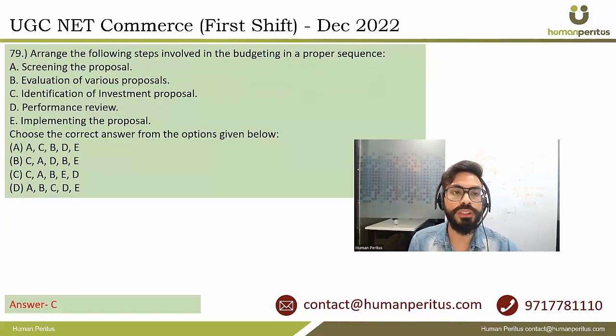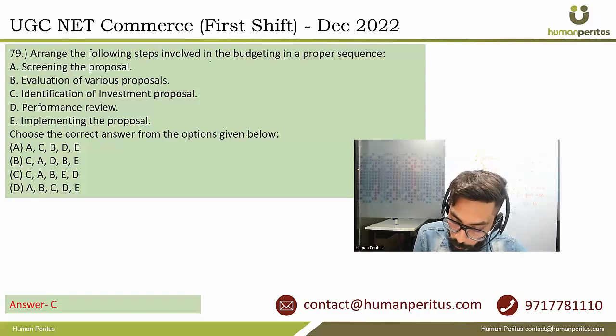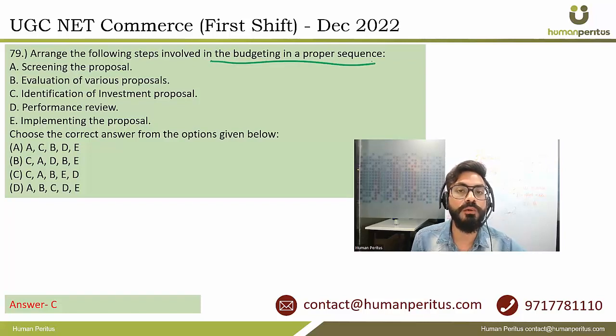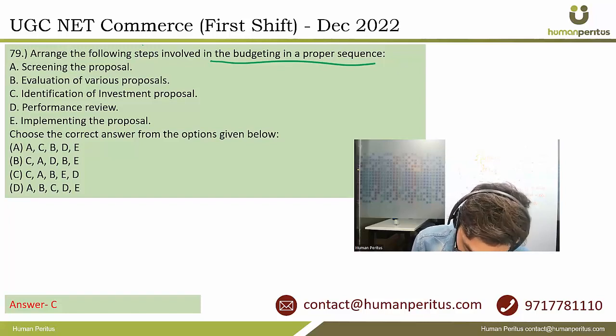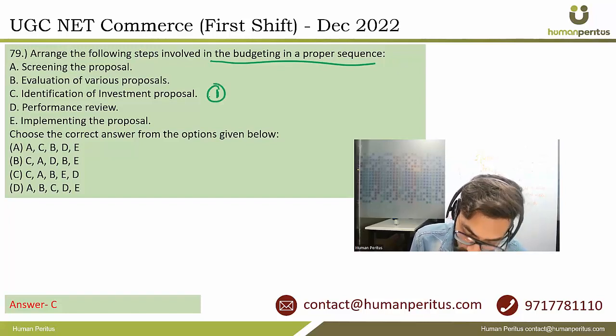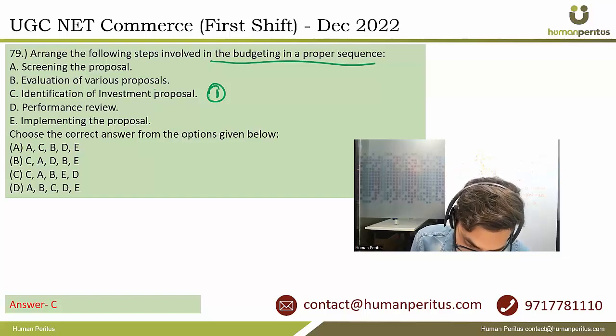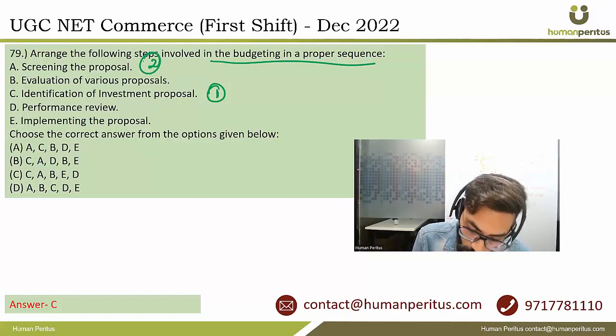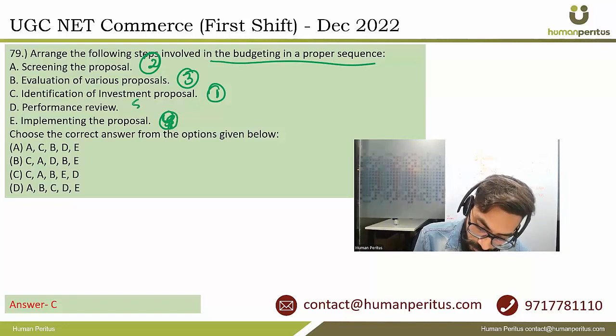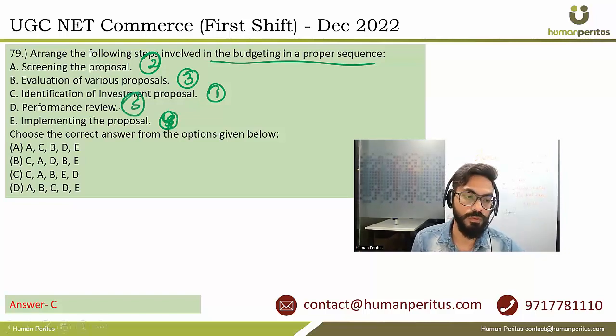The next one talks about the steps involved in budgeting. So the first step will always be identification of the investment proposal. The second one will be to screen the proposal, evaluate them, then implement, and finally performance review. So the correct answer is C.